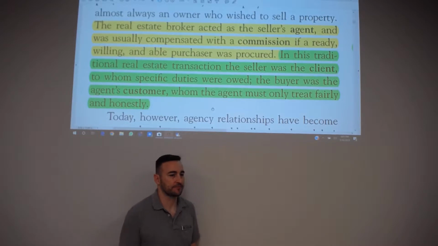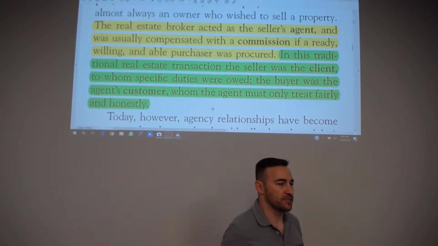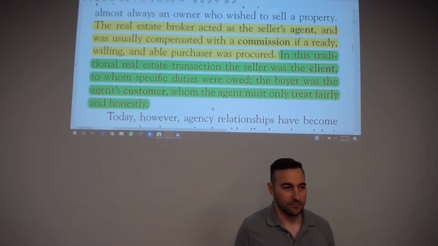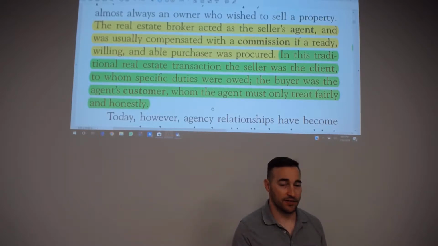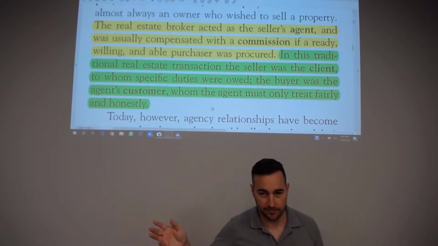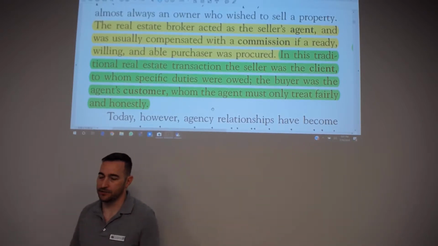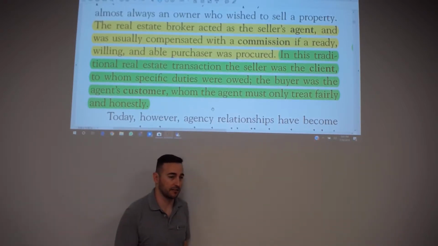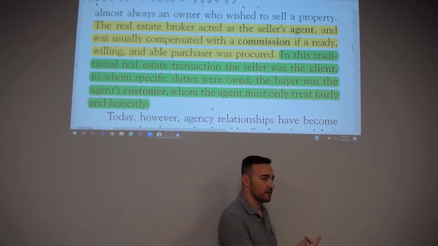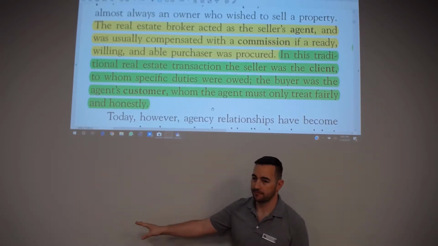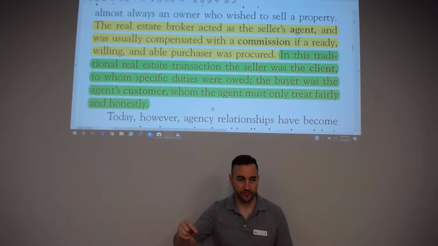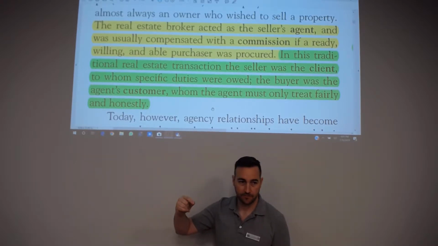Here's the thing. If you represent the client, then it's the client first, then you, then everybody else. You got it? In the real estate transaction, if you represent the client, so let's say you represent the seller: seller first, then you, then everybody else. Okay? So the seller's interests are above your interests.